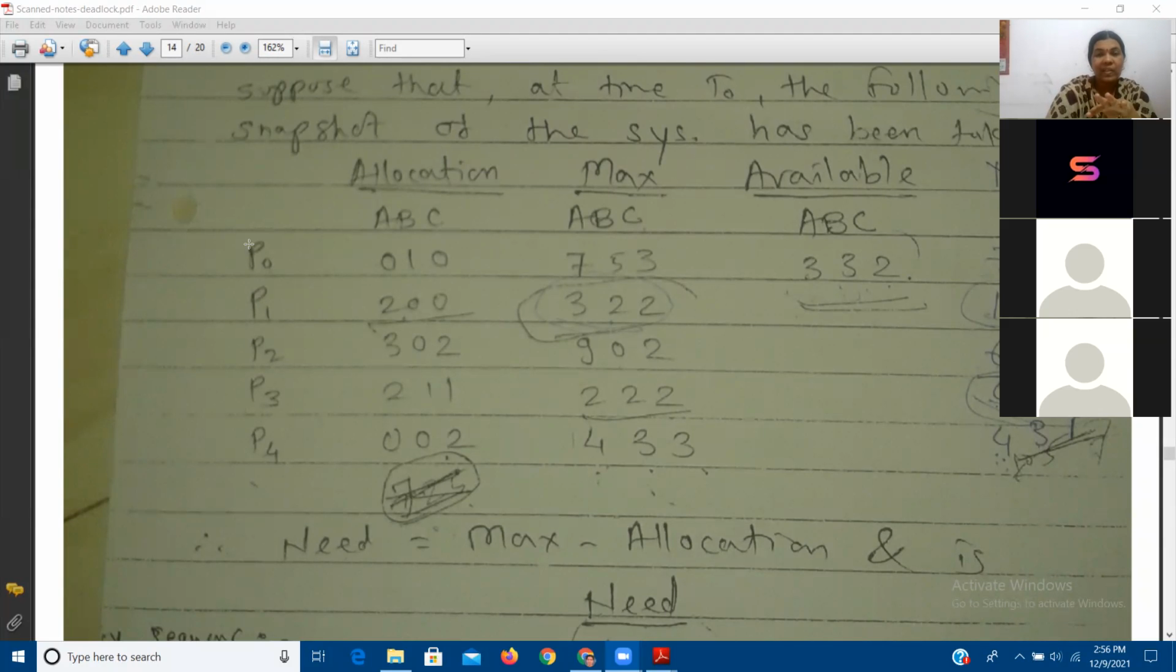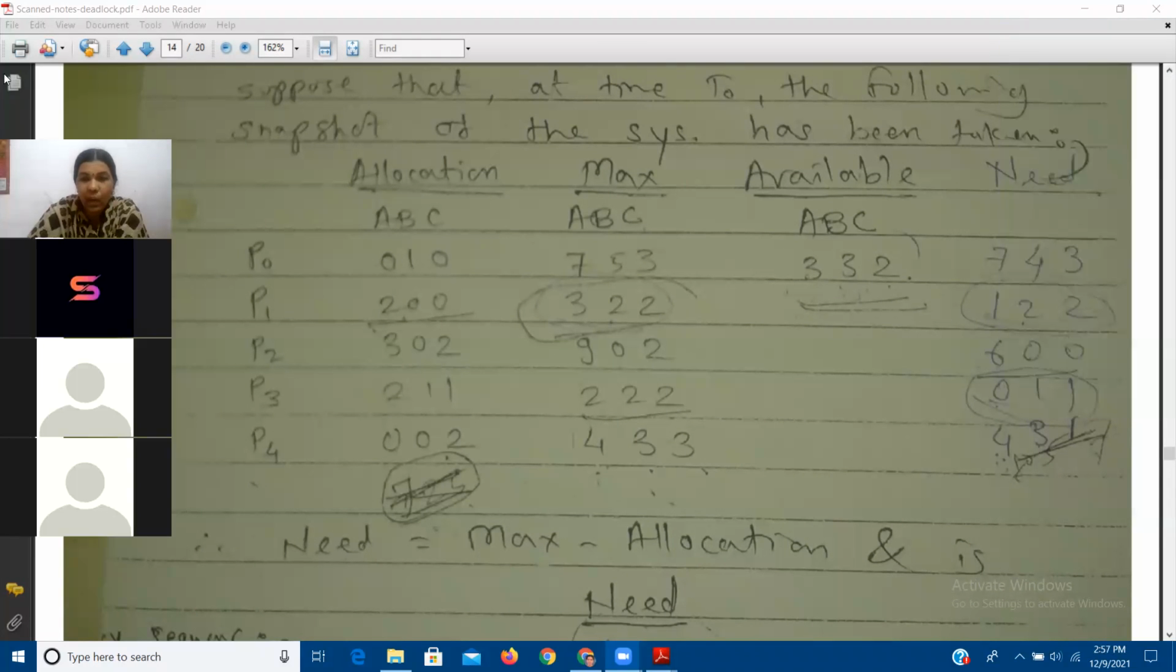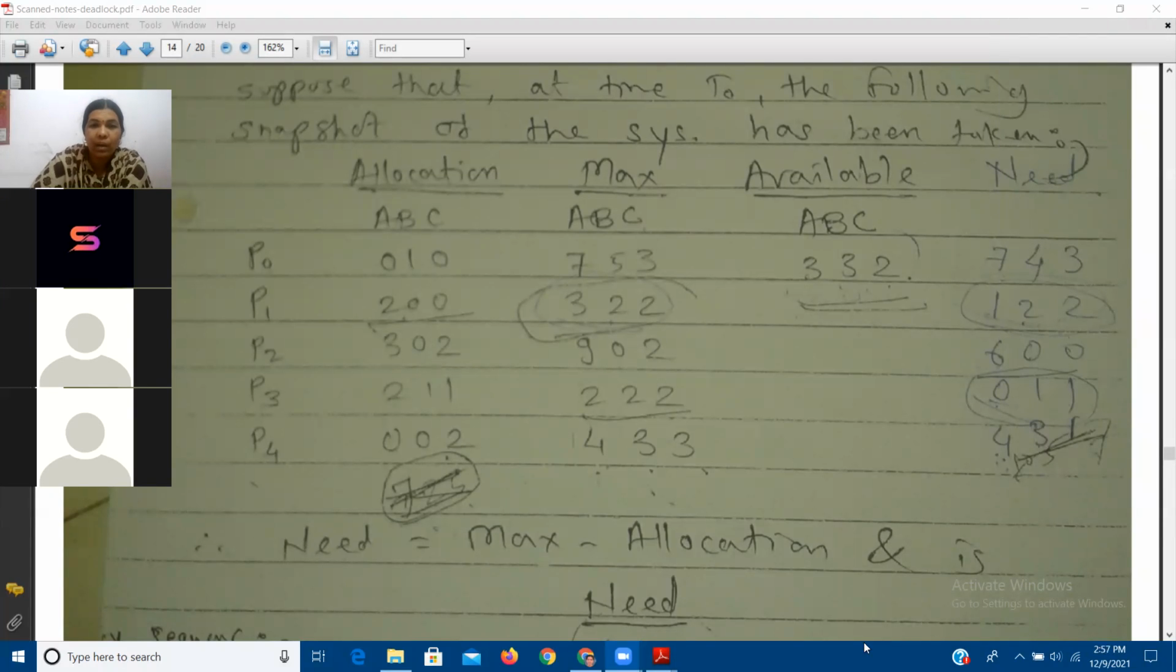Right? A चे किती instances system कडे available आहेत सध्या 3 आहेत, B चे 3 आहेत आणि C चे 2 आहेत. Okay? So now you have to calculate first of all need. So how to calculate need? Need is equal to max minus allocation. So if you are looking over here, I calculated the need table here, need column. So max 753 minus 010. So here you have to do the subtraction with respect to the resource type.